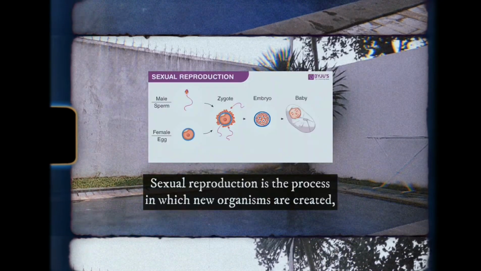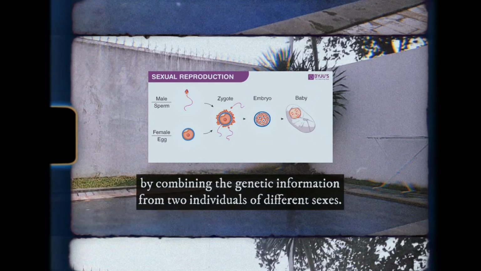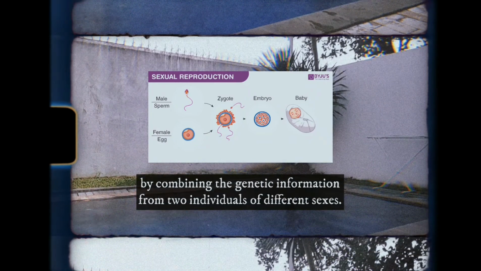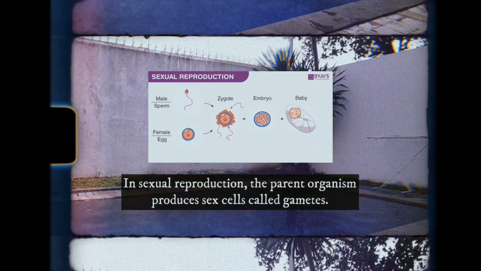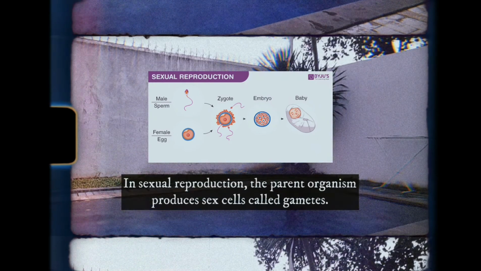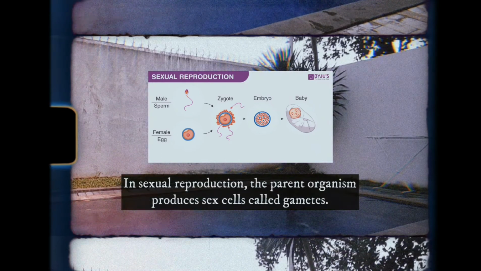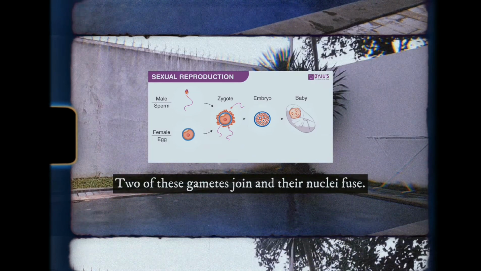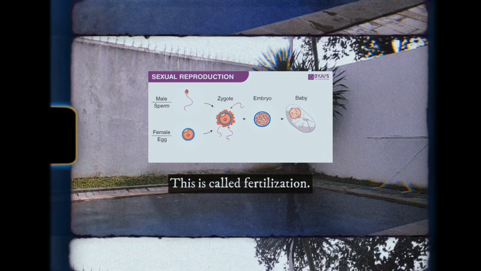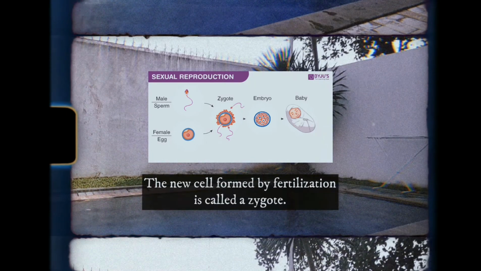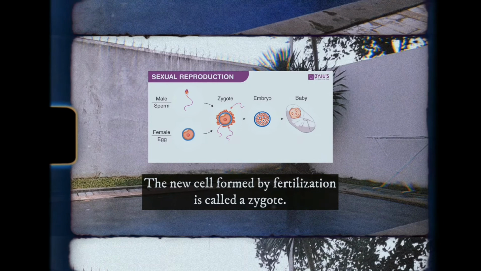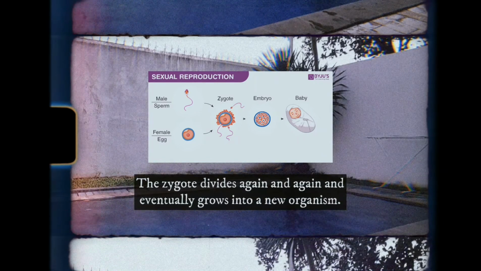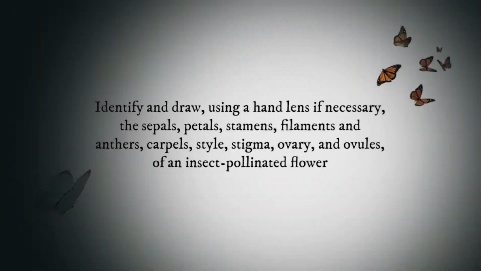Sexual reproduction is the process in which new organisms are created by combining the genetic information from two individuals of different sexes. In sexual reproduction, the parent organism produces sex cells called gametes. Eggs and sperm are examples of gametes. Two of these gametes join and their nuclei fuse. This is called fertilization. The new cell formed by fertilization is called a zygote. The zygote divides again and again and eventually grows into a new organism.